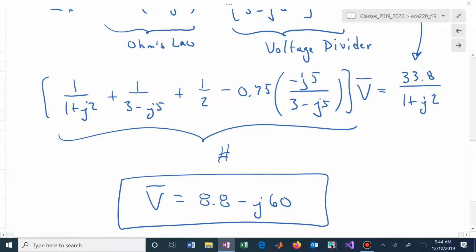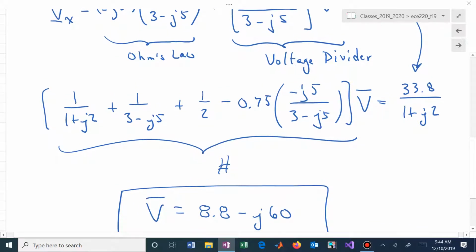Questions on problem 20? Can you plug that in? Some calculators you can plug that in, what's in the square brackets, and it will do the complex algebra for you. You now divide that into this other complex number, which is 33.8 divided by 1 plus j2.